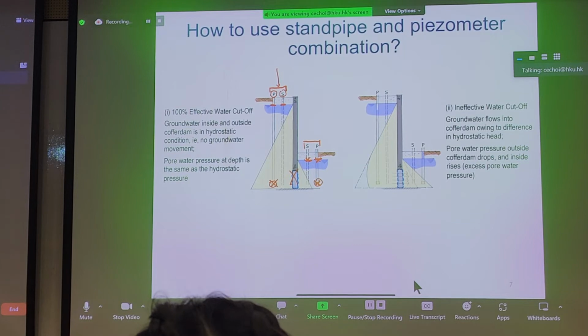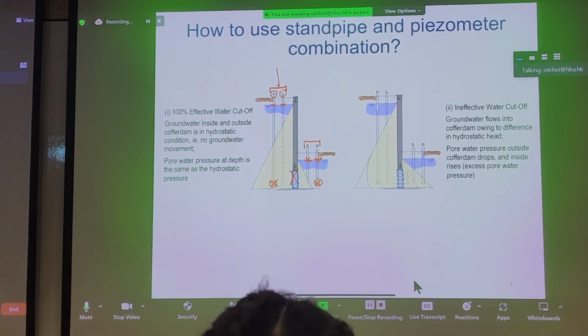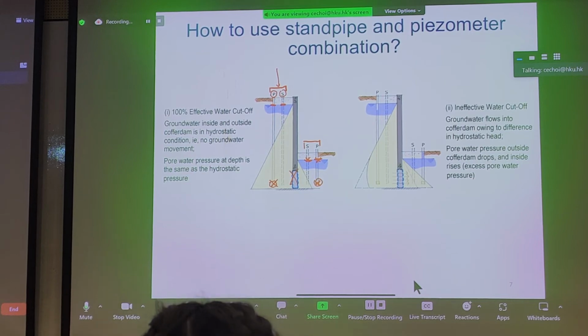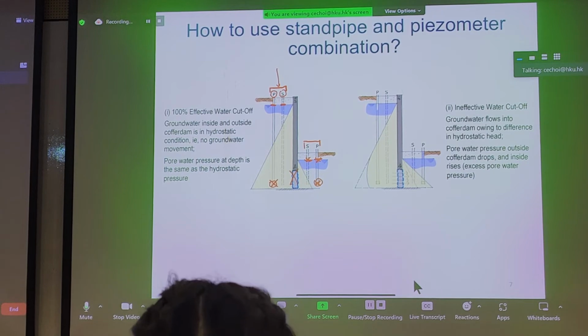So if you are a geotechnical engineer on site, this doesn't have to be for cofferdams. If you have these combinations for a slope, you can also detect the migration of water, right, if you have piezometers. But this is just a very simple concept on how to leverage standpipe piezometers. If you understand the concept here, you can apply it to any geotechnical infrastructure, embankments, dams, and so forth. So this is a very idealized case on the left side of 100% hydraulic cutoff.